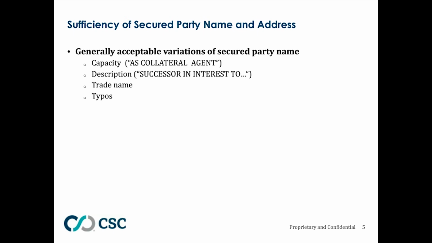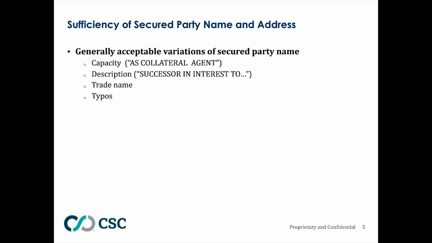A trade name is not sufficient as the name of the debtor, but remember, these things are not retrieved by secured party name, so there's no harm in allowing a secured party to use its trade name as the name of the secured party. And likewise, errors in the name, a typo or any other type of deviation from the correct name of the secured party generally is not going to render a financing statement seriously misleading. And again, that's because it does not interfere with the ability of a search to retrieve the record.